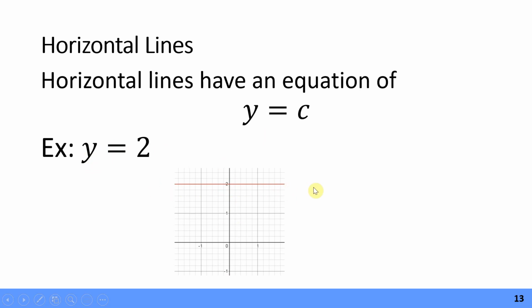Okay, so these two slides were meant to save you time. So from now on, when you guys see an x equals or a y equals, there's no need to panic. It's just going to be either a horizontal or a vertical line. Just remember, y equals is horizontal, x equals is going to be vertical.